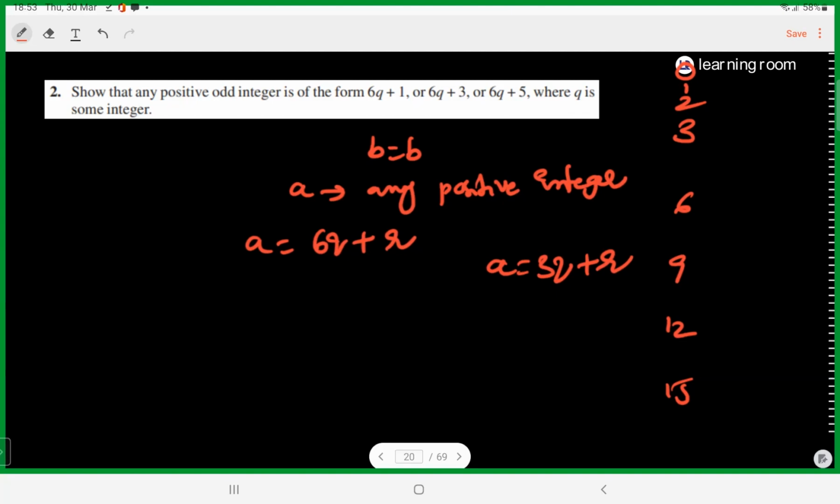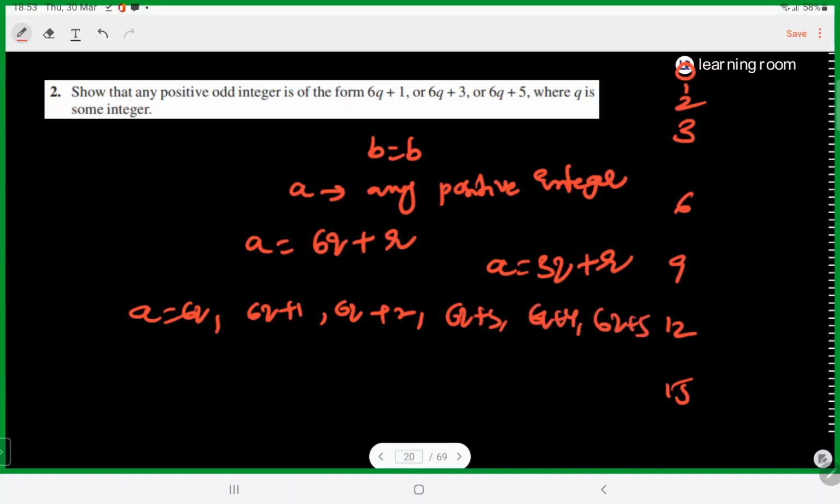So now A is equal to 6Q plus R. What range of values can R take? 0 to 5, right? So what can A be? A equals 6Q plus 1, 6Q plus 2, 6Q plus 3, 6Q plus 4, 6Q plus 5. These are all positive integers, but what we need is odd integers. So here, what is even, what is odd? Is 6Q even or odd? Even. 6Q plus 1? So the odd integers are plus 1, plus 3, plus 5. Clear?